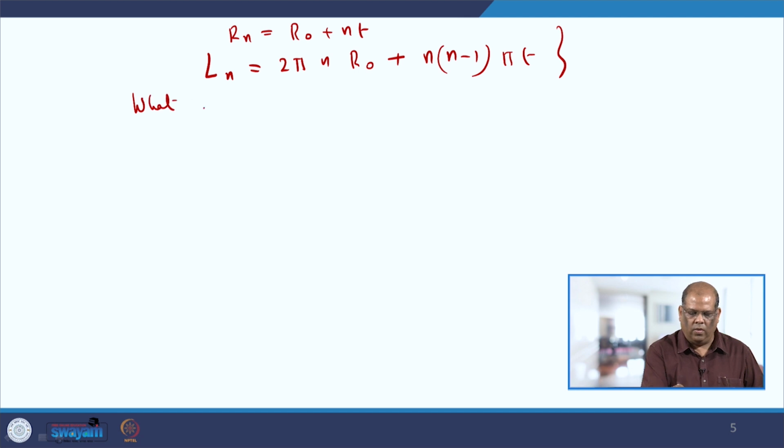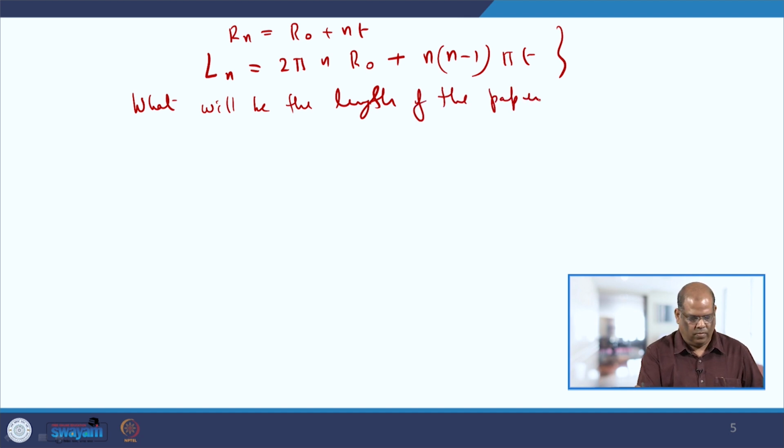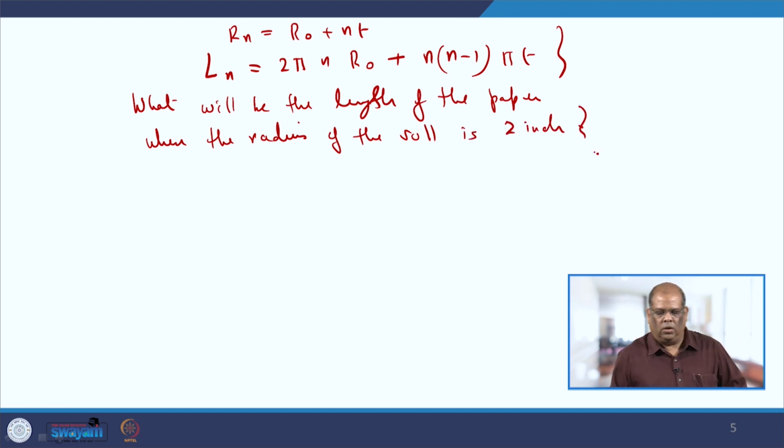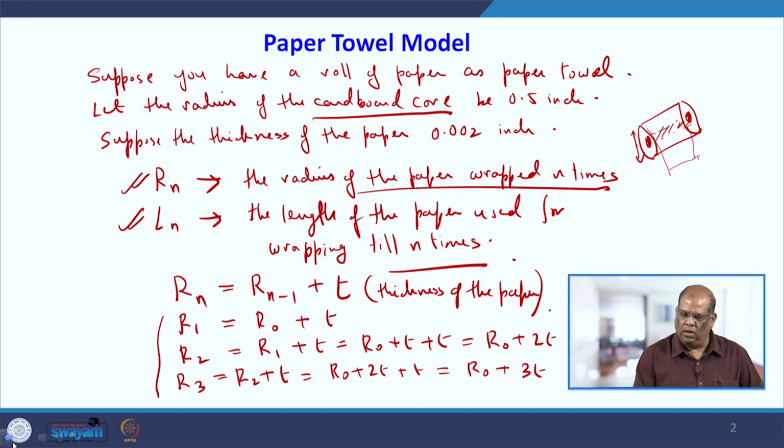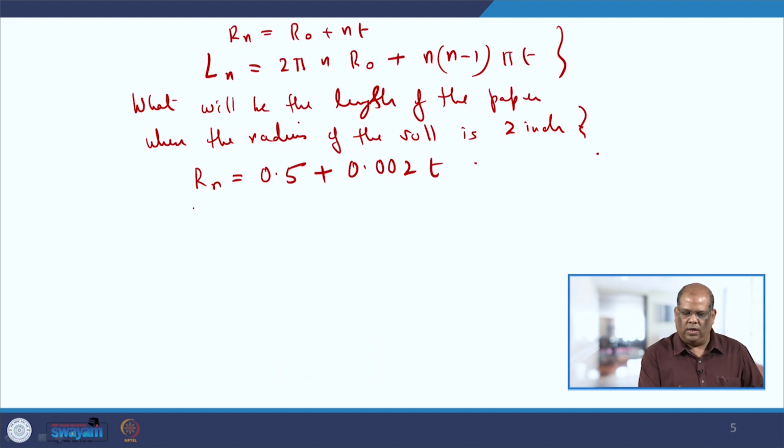So what will be the length of the paper when the radius of the roll is 2 inch? So either you know the length, you find the radius, or you know the radius and you can find the length. So you have your Rn, which is r0. The initial radius of the core is given to be 0.5, and the thickness t is given to be 0.002. If you quickly recall, t is the thickness of the paper, and r0 is the radius of the cardboard core. So we got this equation for Rn.